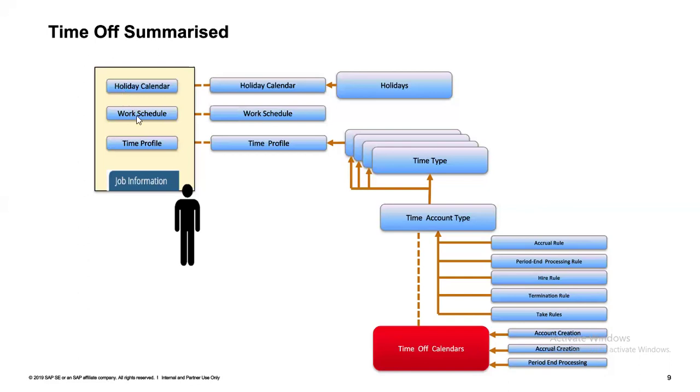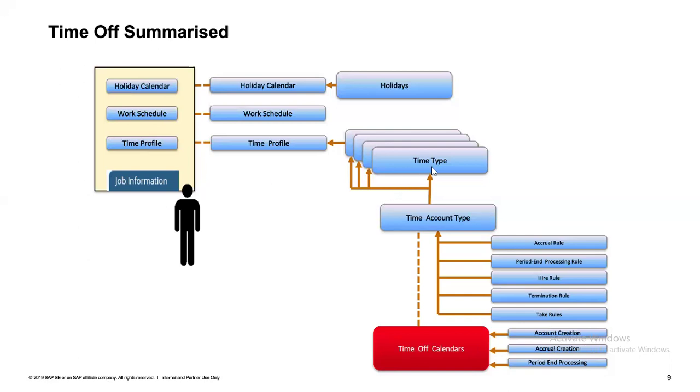Work schedule. For example, somebody is working 9 to 6, 9 to 5. Somebody is working 12 to 9. Somebody is working from 1 to 10. That totally depends on how you're working in the company. Time profile means, for example, there are some levels in the company, like executive, senior executive. So they have different time profiles. For example, they can work 9 to 5, but do 2 days work from home, 3 days work from office. That is the liberty that can be given as per the time profile. So this is about the job information. In job information, we can provide this time off summarization.